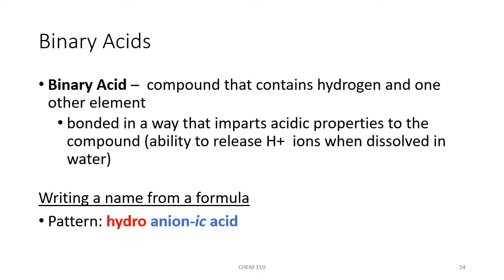First, we'll name simple binary acids. Binary acids contain 2 different elements, but one of those elements has to be hydrogen. So we're looking for an H out front and then some other anion that it's with. The way that we write a name from a formula is we follow this pattern. The word hydro goes out front as a prefix. We name the anion, but we change the suffix now, not to "ide," but "ic." And then we add the word acid after it.